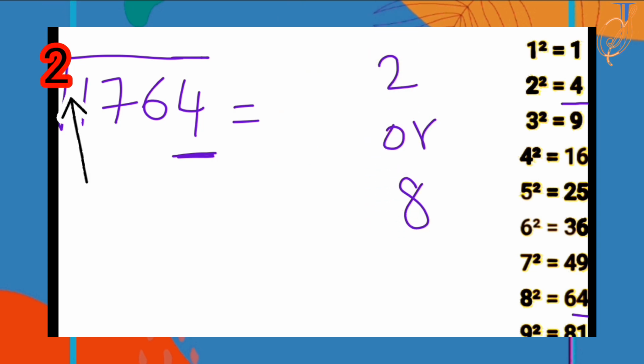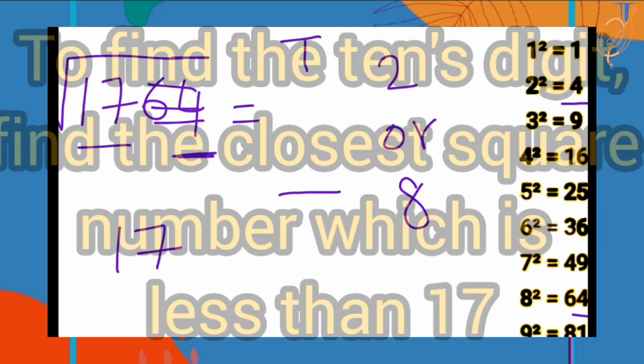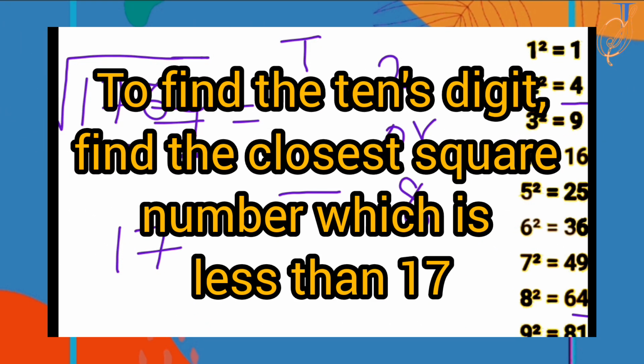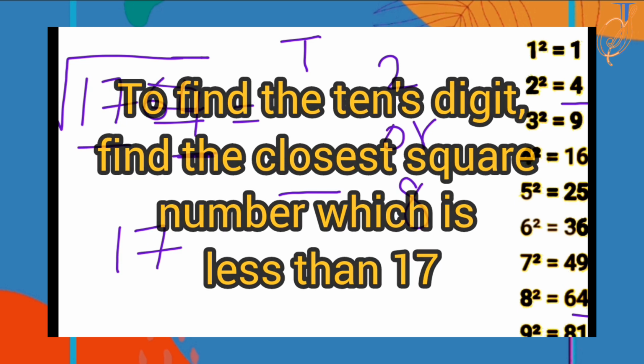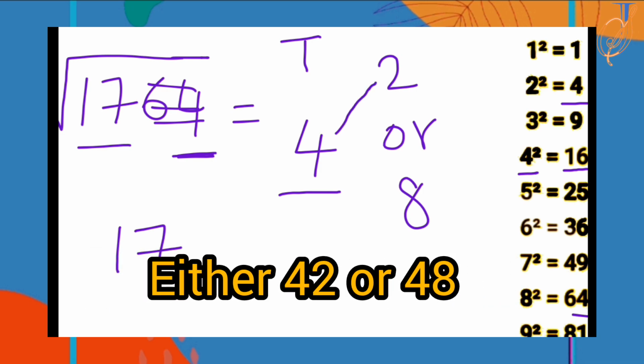Since it's a square, you strike out the last two digits. Now we are left with the number 17. Now it's time to find the tens digit. To find the tens digit, find the closest square number which is less than 17. Less than 17 is 16, which is 4 squared. So your tens digit is 4. Now the square root of 1764 is either 42 or 48.